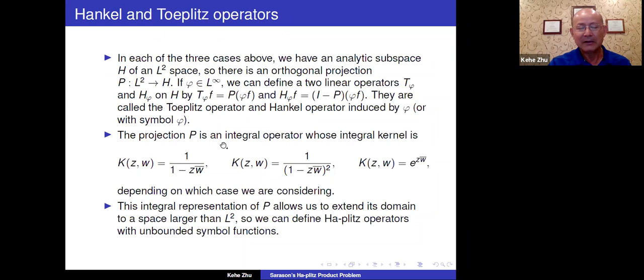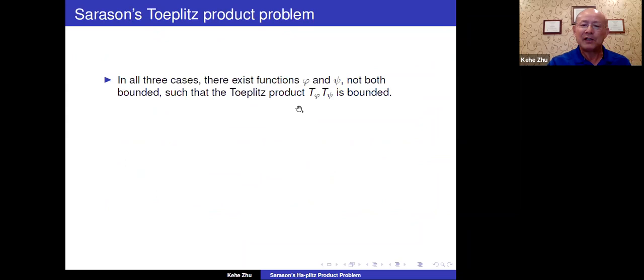And once you define Toeplitz and Hankel operators for unbounded functions, then you can ask more general questions about, for example, what unbounded functions phi will induce bounded Toeplitz operators and so on. But in each of the three cases, it's easy to show that you can actually have unbounded functions phi and xi such that the Toeplitz product is a bounded operator.